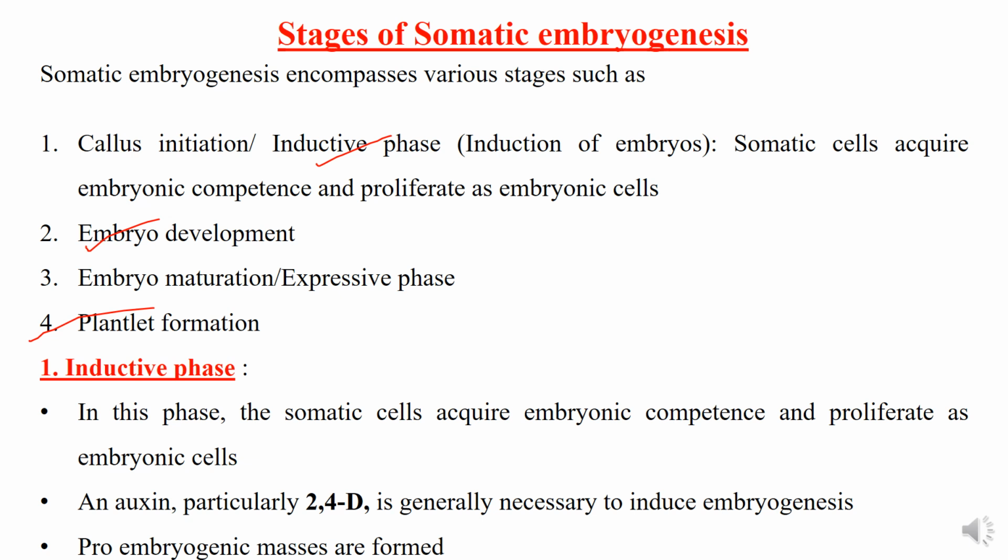So the first phase, the inductive phase, the name itself indicates that we are inducing the cells to form the embryos. So here in the inductive phase, the somatic cells will acquire the embryonic competence and start proliferating to form the embryo. So auxin, particularly 2,4-D, is generally required to induce the embryogenesis in the initial stages. Then after addition of this 2,4-D, they will form the pro-embryogenic mass.